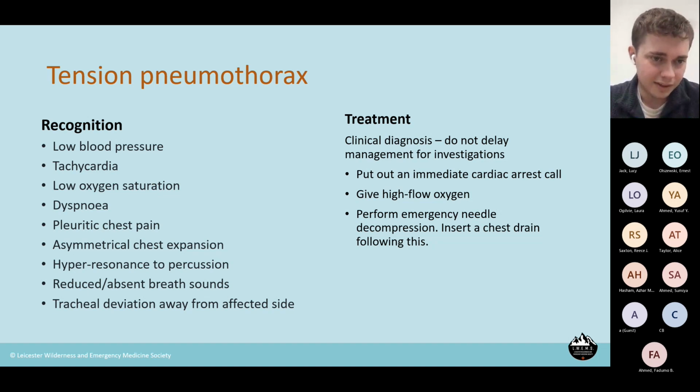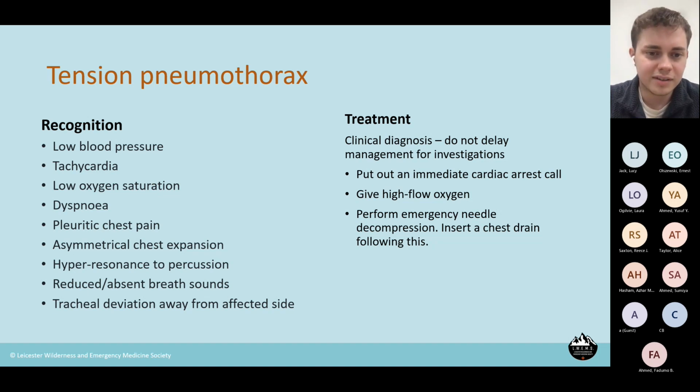It's important to remember that tension pneumothorax is a clinical diagnosis based on history and examination alone. So investigation shouldn't delay treatment. Generally, if you get to the point where you've got a chest x-ray and you're diagnosing tension pneumothorax from it, that shouldn't really be happening, because it should be picked up and treated as an emergency before that point.